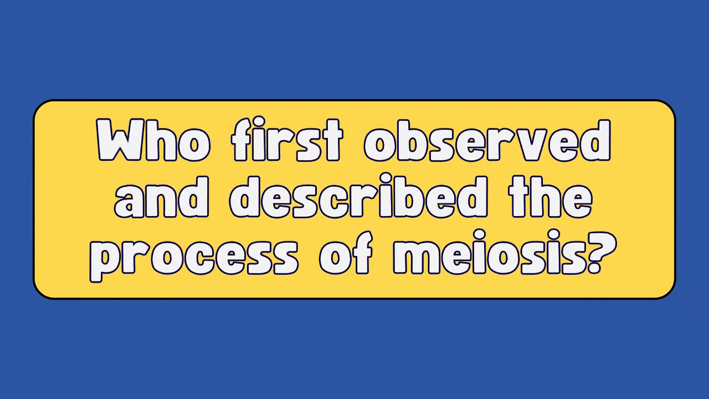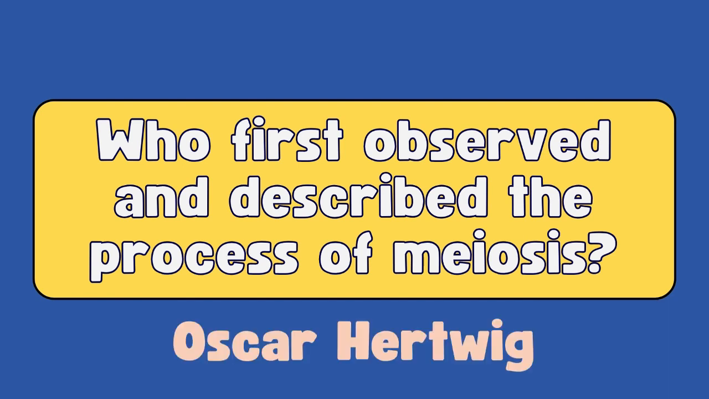Second item, who first observed and described the process of meiosis? The answer is Oskar Hertwig. He is the one who first discovered the process of meiosis.